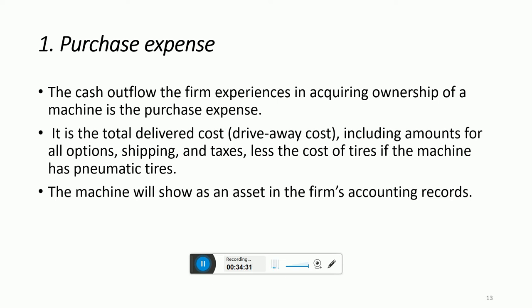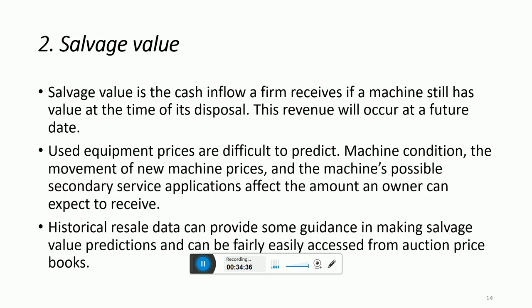So the second element of the ownership cost is salvage value. Salvage value is the cash inflow a firm receives if a machine still has value at the time of its disposal. When we are going to dispose of the machine, what worth does it have? This revenue will occur at a future date because this will be occurring when we are not going to use the machine anymore and we are going to sell it or dispose of it.